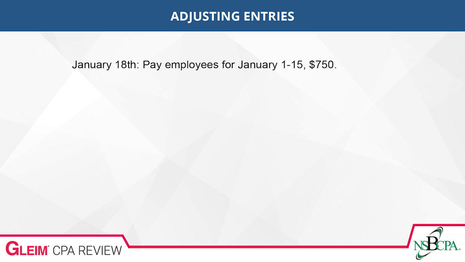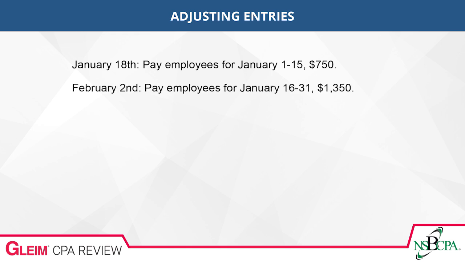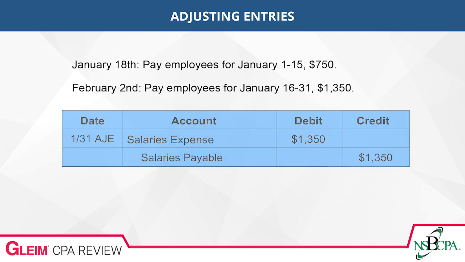Why not? The hours worked by the employees on January 16th through the 31st are paid on February 2nd. Now, this makes sense as I think most of us are used to our own payroll, where you are paid on set days or set intervals. Even though we pay the employees in February, this is an expense for January that we have not yet recorded. Here's the presentation of the adjusting journal entry on January 31st.